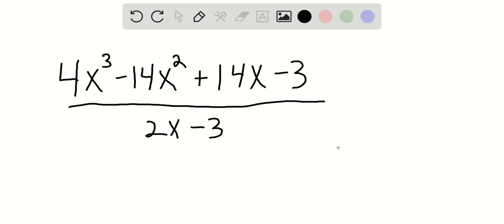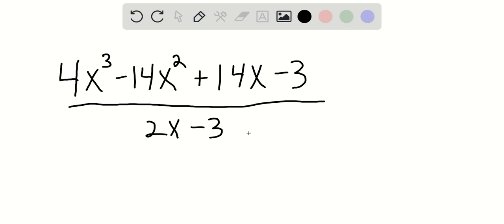Hello. So here we are dividing these two polynomials. We have 4x cubed minus 14x squared plus 14x minus 3, all divided by 2x minus 3. Now we are going to do this using exploding dots, and this is going to be painless and a lot of fun too. So how do we do this using exploding dots?